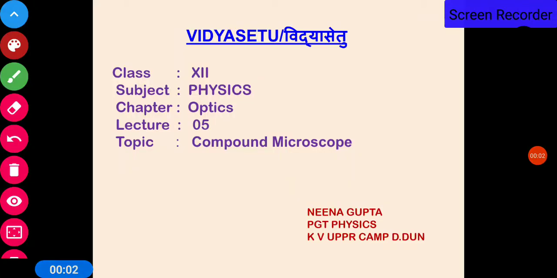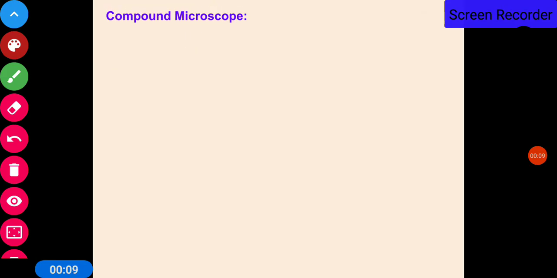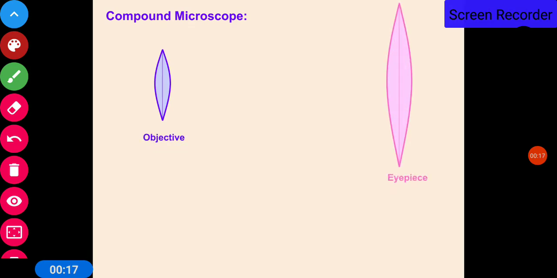Good morning to all. Let us study the compound microscope. Now, as you know, a microscope is an instrument which is used to see small things. Now, the compound microscope consists of two lenses, one objective and another eyepiece.